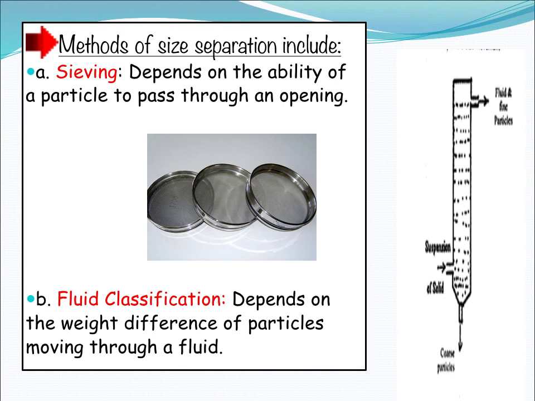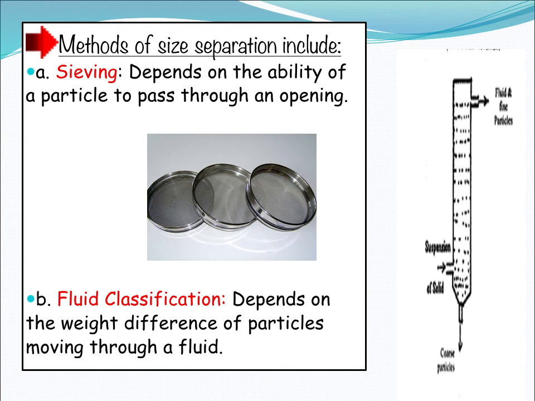If the particle is bigger, it will be kept on the sieve with wide opening, and if the size is smaller, it will be kept only on the sieve with a small opening, and so on. The other method is fluid classification.